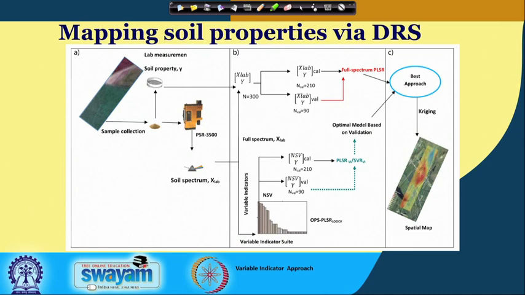Now, we also produce the online mapping of soil properties, or on-site mapping of soil properties, by using some variable indicators. Variable indicators use some specialized variables between 350 to 2500 nanometers. This shows the whole range of spectral wavelengths. Now, we select some spectral wavelengths from this whole range, and then we efficiently utilize them in a model to predict particular soil properties.